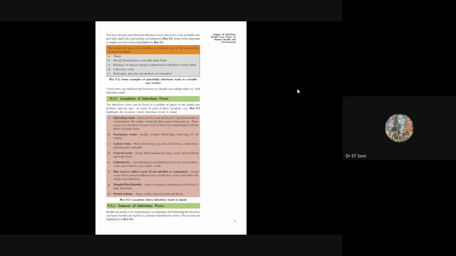The labor room, definitely blood bags. Most important is the dead fetus and the placenta, which comes out of the labor room. And the soiled linen, we all know that a huge bleeding is there during labor room activity, when the mother is in labor pain and delivering the child. The general ward, the sharp waste, all the biomedical categories of waste are generated, but not as much as we see in the labor room, emergency, and the operating room.